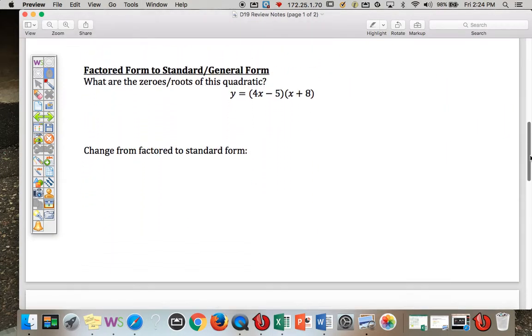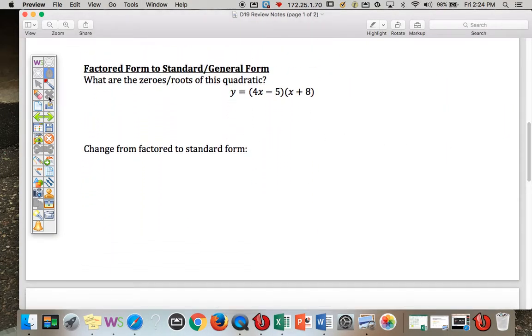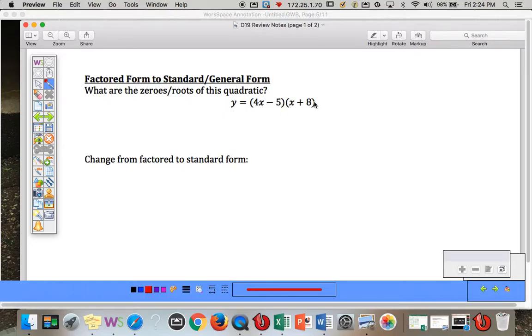Okay, how do we change from factored form to standard or general form, which means no parentheses? These mean the same thing. You just multiply it out. So first of all, let's look at the roots. The roots are where it hits the x-axis. So one of them is easy to see, it's negative 8. But the other one we have to make an equation. 4x minus 5 equals 0.